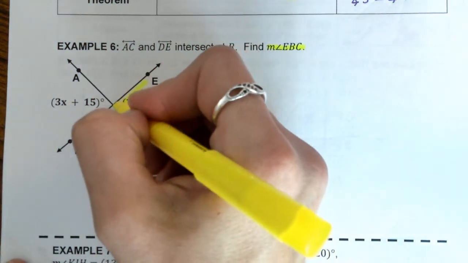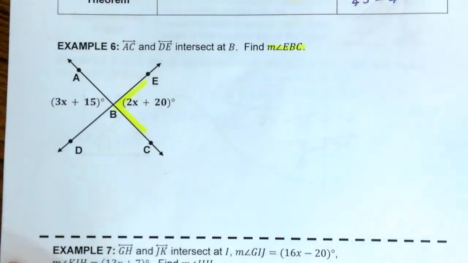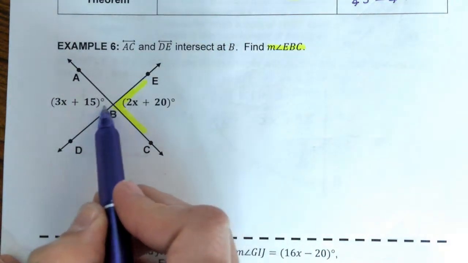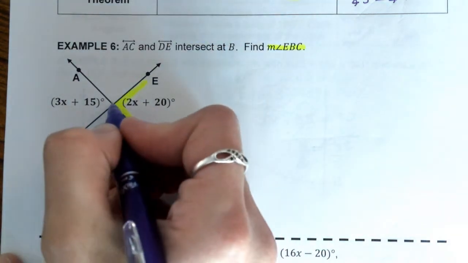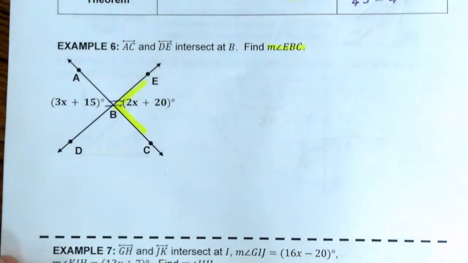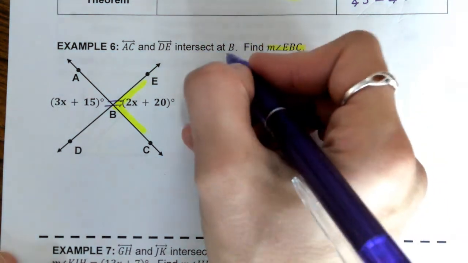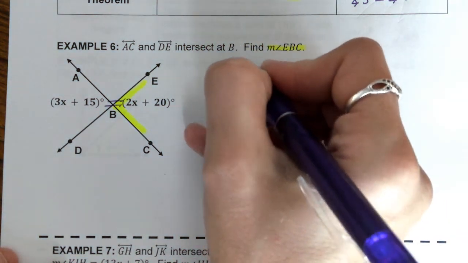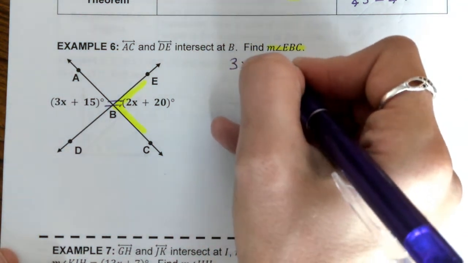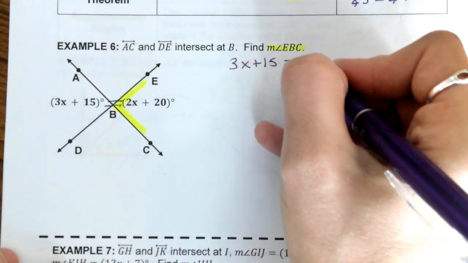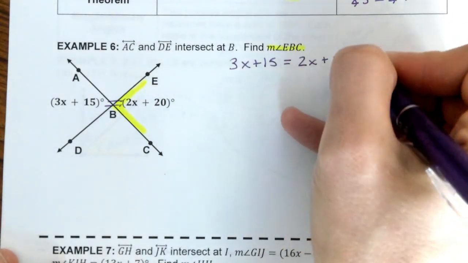So we're going to be looking for this guy right here. We see that these angles meet right here at the vertex, and so vertical angles are congruent, therefore their measurements are equal. So we set these equal to each other. We have 3x plus 15 is equal to 2x plus 20.